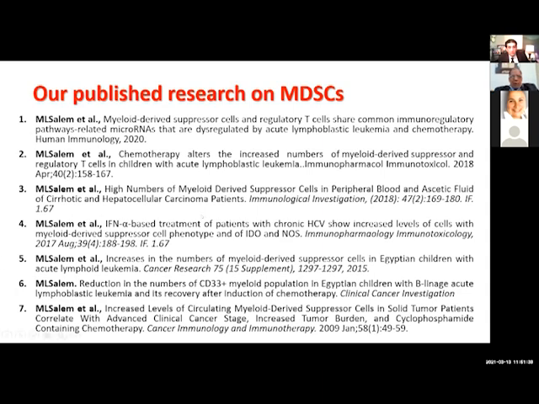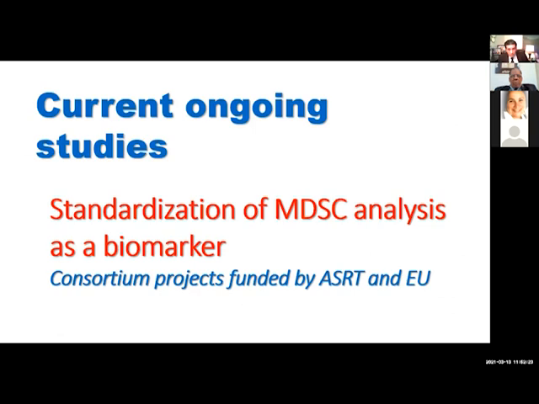We published some of the data I showed you in seven or more publications. The most recent one is "Myeloid derived suppressor cells and regulatory T cells share common pathway related to microRNAs that are dysregulated by ALL." This was published a couple of months ago in Human Immunology, and it was a very interesting paper based on bioinformatics and lab data using microarray and real-time PCR. Based on this, we are going to focus on precise microRNA to be used hopefully as a biomarker. As I mentioned, current ongoing studies are the standardization of MDSC analysis as a biomarker through consortium projects funded by the Academy of Scientific Research and the European Union.